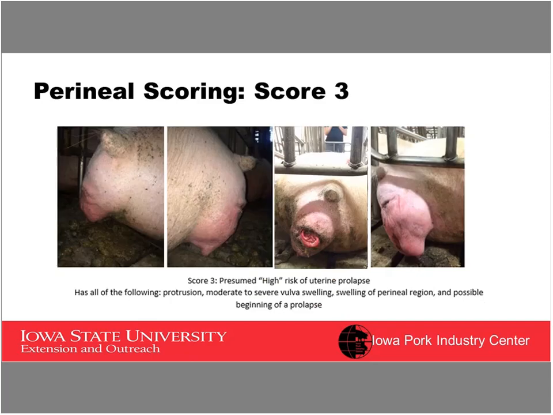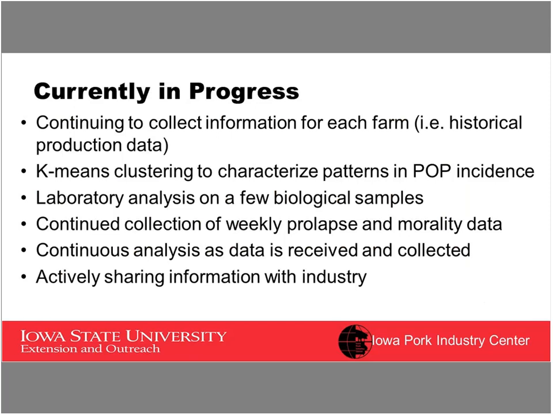And then we also have the score of a 3, where there's substantial swelling of the vulva and perineal area, and in some cases you can even see the beginning of a prolapse even initiating. So that was kind of the 3 different scoring systems that we used, and we measured that on approximately 5,000 sows during the course of the experiment and the project, of which about 3,000 or so of those were laying down. So we decided to just use the data for sows that were laying down.